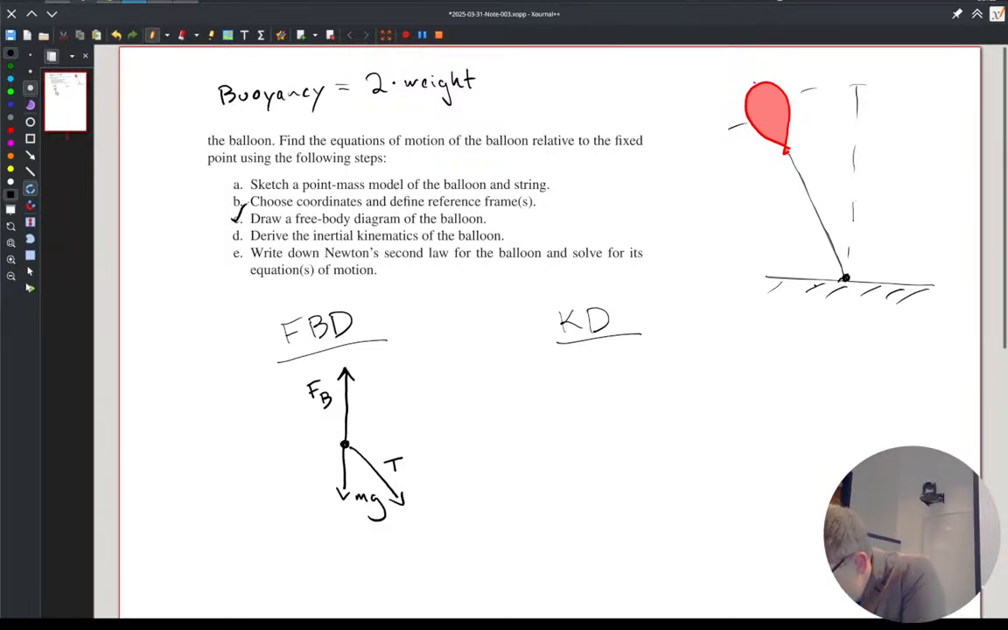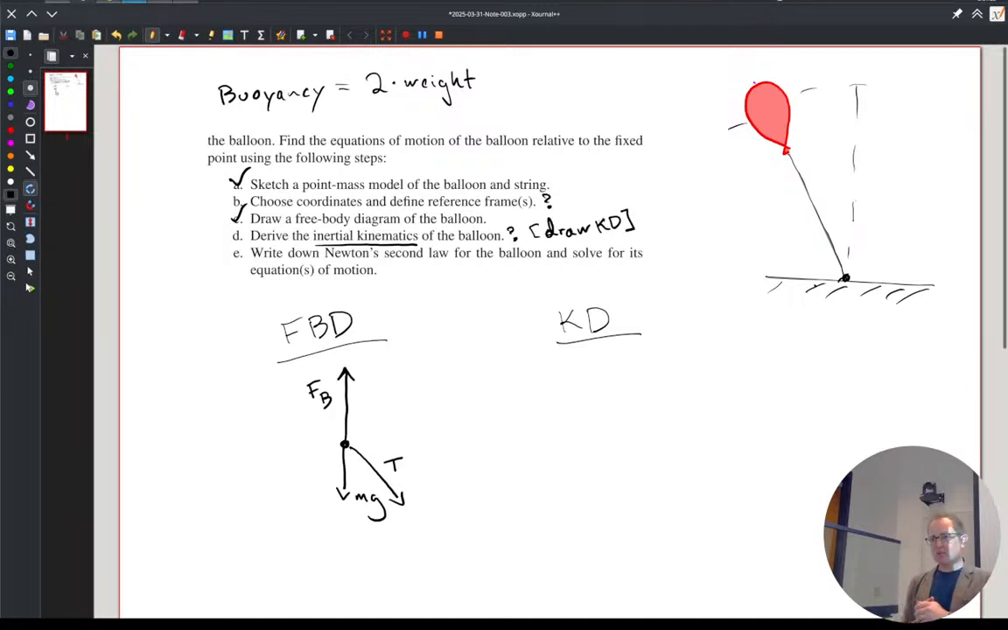All right, so we did this one and we did that one. And now, really this is asking us to derive the inertial kinematics of the balloon. It's telling you to draw the kinetic diagram. The inertial kinematics is describing what that kinetic diagram is.